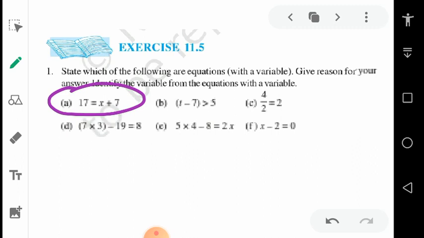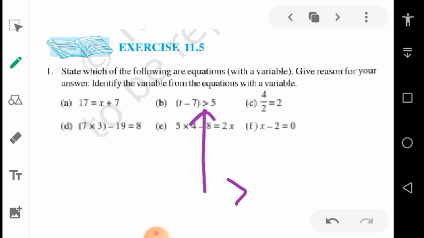Again, listen, the first is an equation because the equal sign is there, and there is a variable x involved in the equation. So we can say this is an equation with a variable x. Second, you can see this is not an equal sign, as it is greater than, so this is not an equation. We don't think about the variable because this is not an equation.